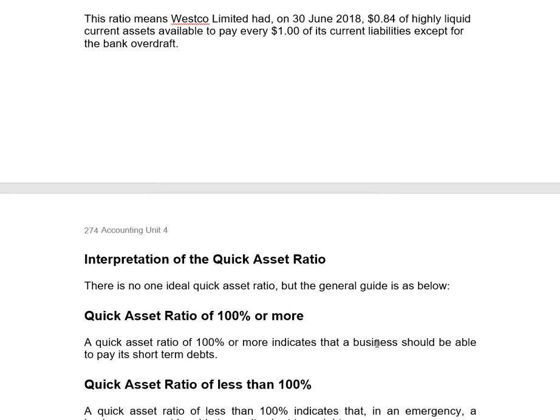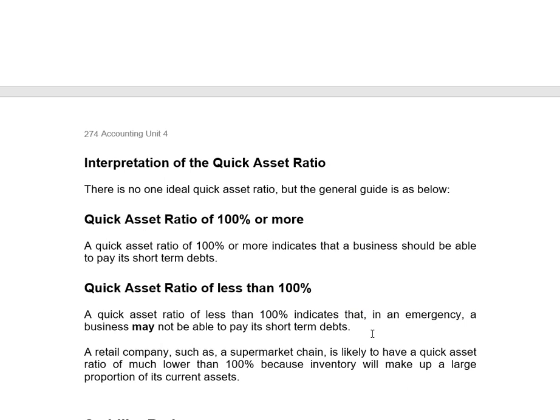How do you interpret this quick asset ratio? Generally, we can say that when you have 100% or more, the business should be able to pay its very short-term debt. But if it is less than 100%, then in an emergency, they might find it very difficult to pay their short-term debt. Sometimes a retail company may have a quick asset ratio of less than 100% because they have huge amounts of inventory, and inventory makes up a large proportion of their current assets. Therefore, they have no choice but to endure a lower quick asset ratio than other industries. But it doesn't mean that they're doing badly, because for retail companies, their inventory usually sells really fast.